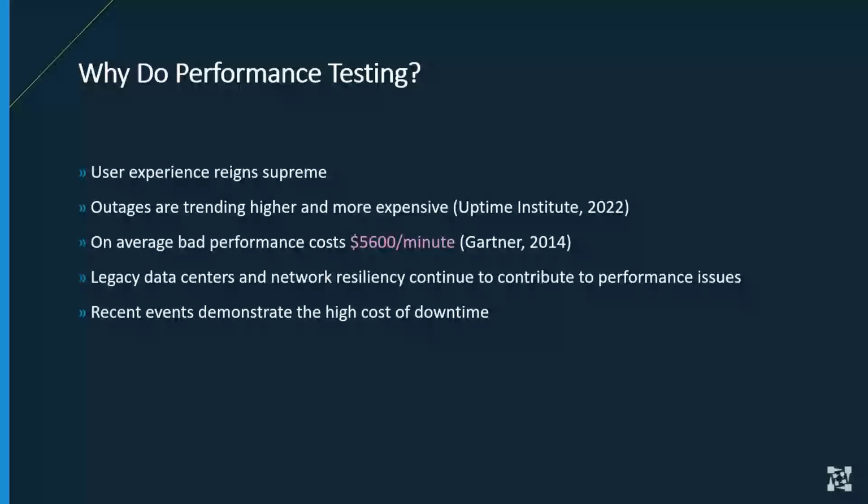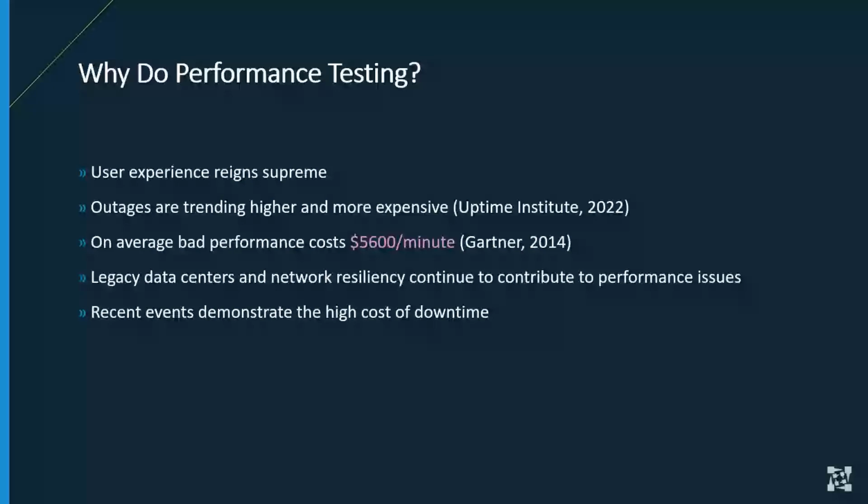Interestingly enough, with how much we know about the importance of user experiences, overall user experiences have been going down. Outages are trending higher and they're becoming more expensive. Uptime Institute actually did a recent study on this and found that we are experiencing more outages, and outages on average take longer to fix. They're also more expensive, for an organization, that is.